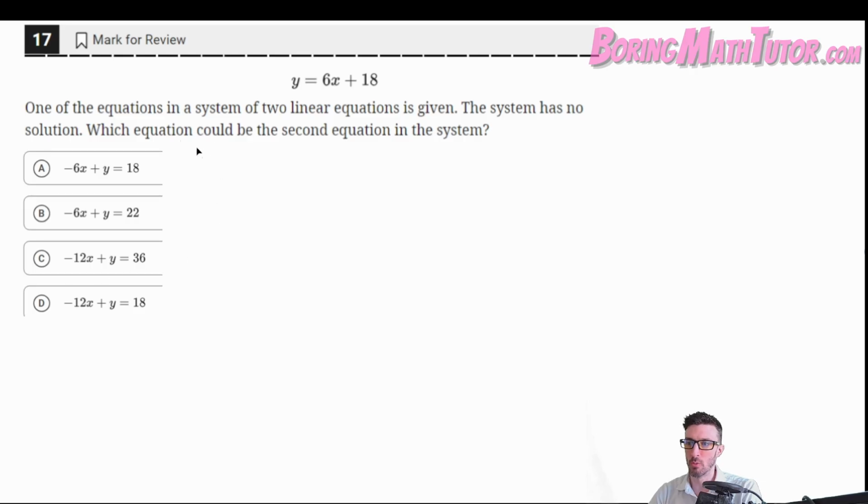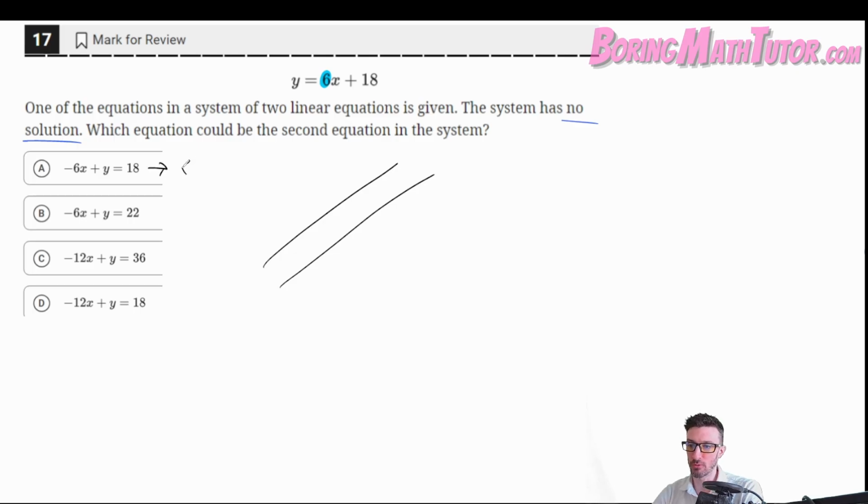Let's move on. We got one of the equations in a system of 2 linear equations is given. The system has no solution. And they want to know what could be the other one. Well, one way to know that your 2 lines have no solution is if they're parallel. Then they will never intersect. And if you want to get parallel lines, well, you need to have the same slope. So the slope of this one is 6. So we're looking for another one that would have a slope of 6.